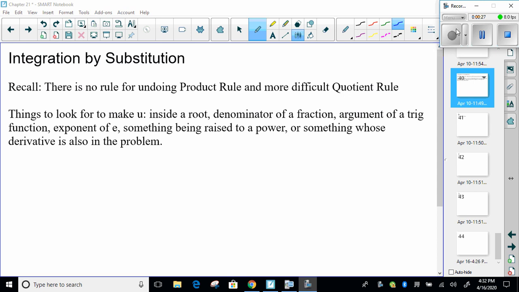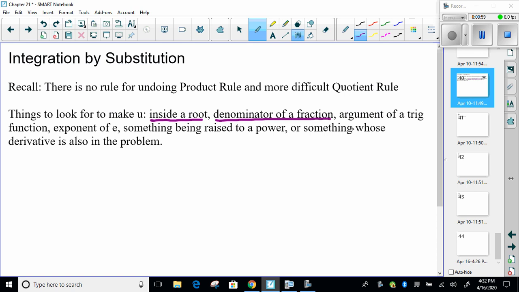So some things to look for, and these are not perfect situations, but they are pretty helpful if you get stuck and you're like, I don't know what to do. First, look to see what's inside a root. If you have a root, try to look at what is inside that root. What could we substitute out to make it easier? Look for the denominator of your fraction. If you have a numerator and denominator and neither one is clearly going to make this a lot better, pick your denominator and use substitution with your denominator.